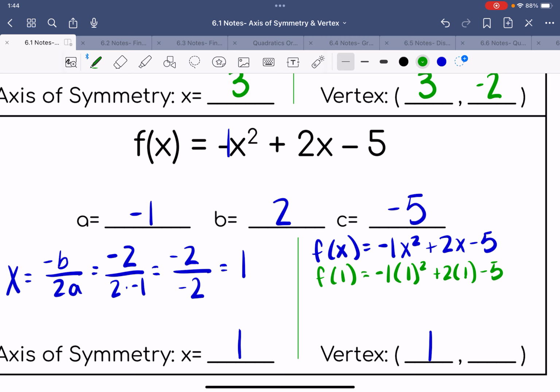Same thing, order of operations, 1 squared first, which is 1, times negative 1 is negative 1, plus 2 times 1 is just plus 2, minus 5. Negative 1 plus 2 is 1, 1 minus 5 is negative 4, so that means I've got a vertex at 1, negative 4.